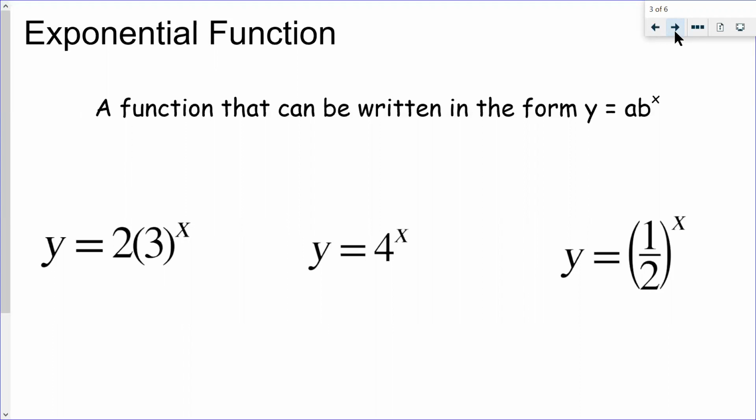And as we know, when we're graphing the basic form y equals mx plus b, that was a linear equation. And then we had graphing quadratics where the x was squared, so y equals x squared was your parent function there. Now we have another where we have the x as a power. So these 3 are all different forms of exponential functions: y equals 2 times 3 to the power of x, y equals 4 to the power of x, and y equals 1/2 to the power of x.